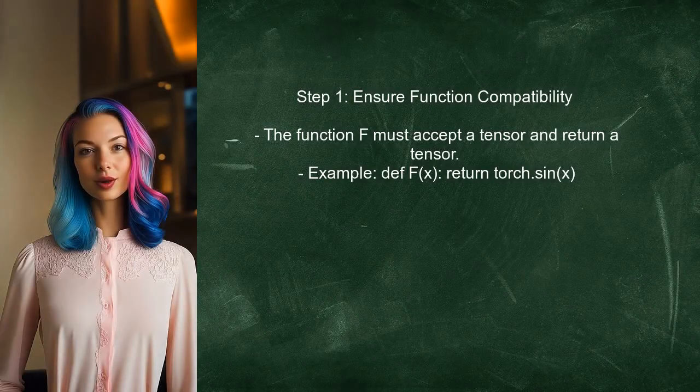To apply a custom function element-wise to a PyTorch CUDA tensor, the user should first ensure that their function is compatible with PyTorch operations. This means it should accept a tensor as input and return a tensor as output.